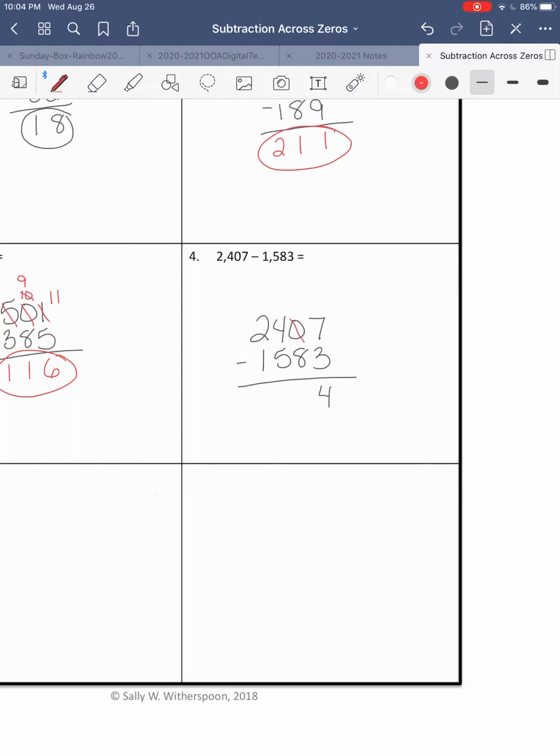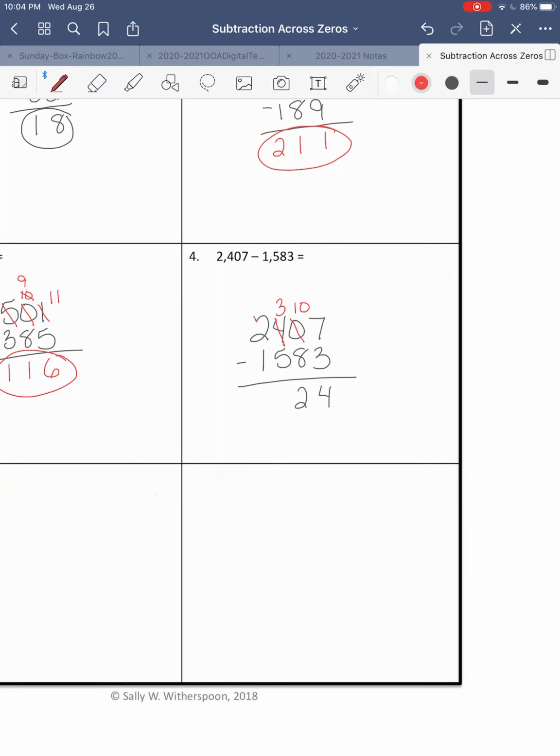Mark out my 0. I go to my 4. My 4 is going to become a 3. My 0 becomes a 10. And then I can do 10 minus 8. That gives me 2. But I can't do 3 minus 5.